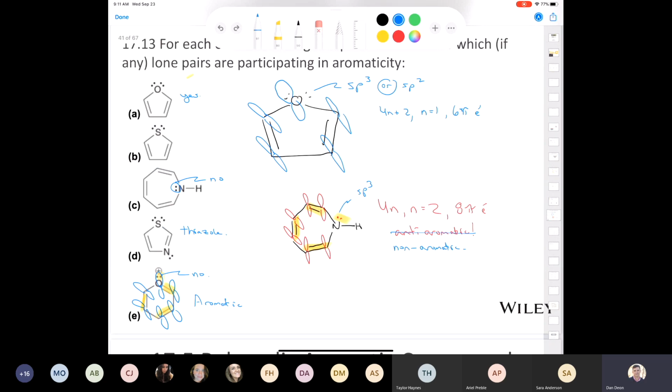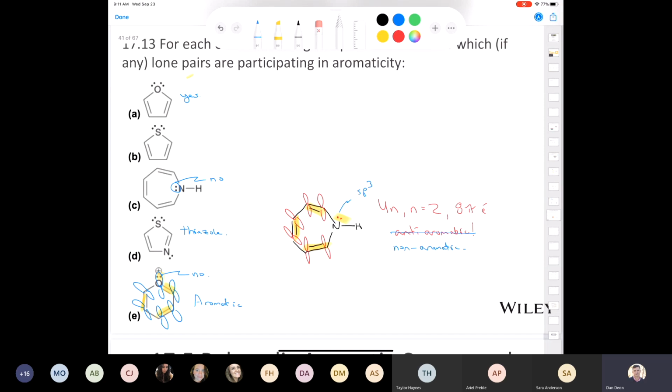Instead of jumping to something new at the end of a lecture, let me just delete this. So what about B? If I draw the structure of this molecule here, thiophene, it's got 2 lone pairs. Are either of those lone pairs participating in aromaticity? Not a trick question. Yeah, the answer is yes.